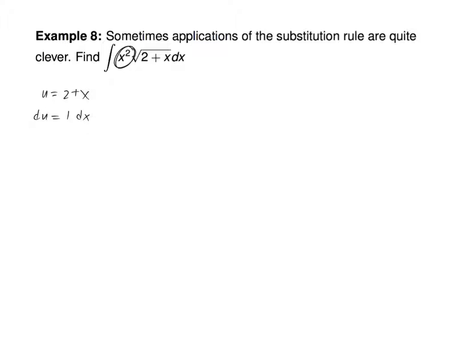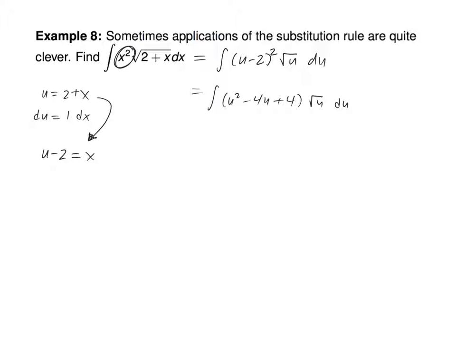And here's the clever thing. You can take this substitution, and you can actually solve it for x. So if u is equal to 2 plus x, then isn't u minus 2 equal to x? That's just basic algebra, right? So then this becomes the integral of u minus 2 squared times root u du. And from there you have to expand and combine powers and stuff. So if you square u minus 2, that's u squared minus 4u plus 4 times root u. That's just algebra.